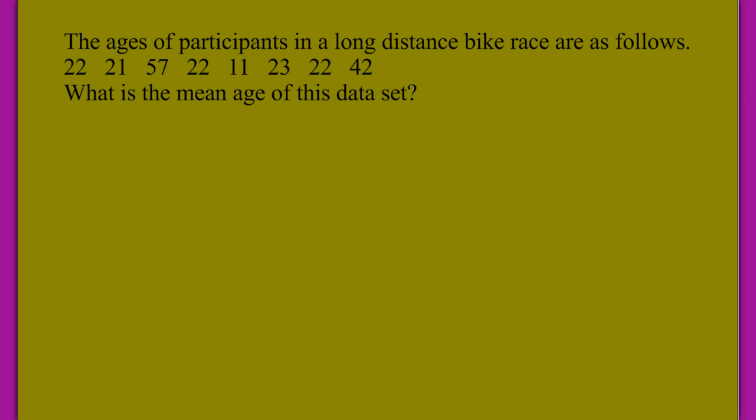Good morning. We're going to solve a problem for mean. So the first thing I need to do is read my problem, and I need to read it very carefully. This one says the ages of participants in a long distance bike race are as follows: 22, 21, 57, 22, 11, 23, 22, and 42. And then the question is, what is the mean age of this data set?